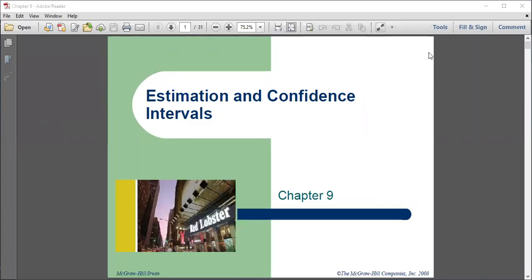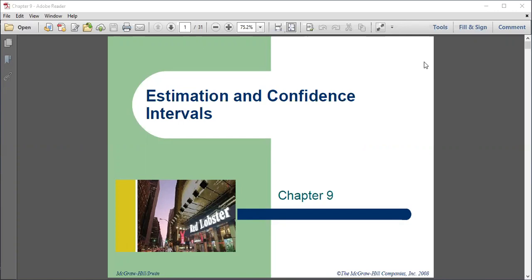Assalamu alaikum. In today's lecture, we will discuss the estimation and confidence interval. We are heavily relying on the concepts of the previous chapter, so let's have a brief recap of the previous lecture.